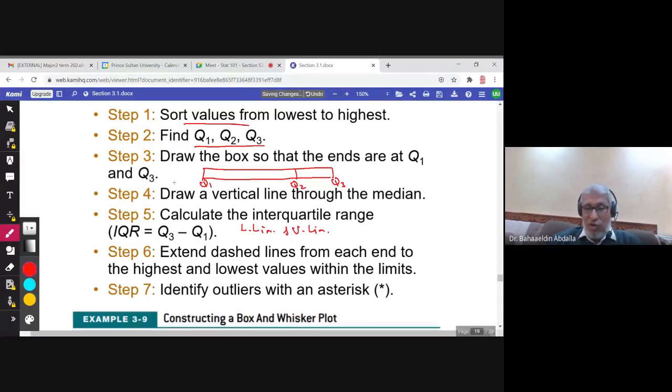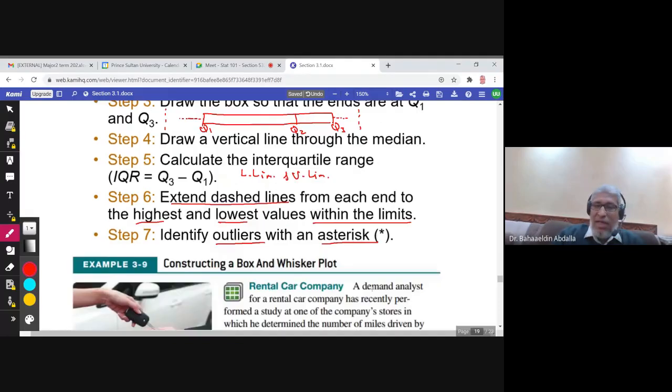And then we draw here the lower limits and the upper limits. And then we extend dashed lines, the whiskers, from each end to the highest and lowest values within the limits. If there are numbers in the data that are to the right of the upper limit or to the left of the lower limit, we call them outliers, and we put asterisks in their places.